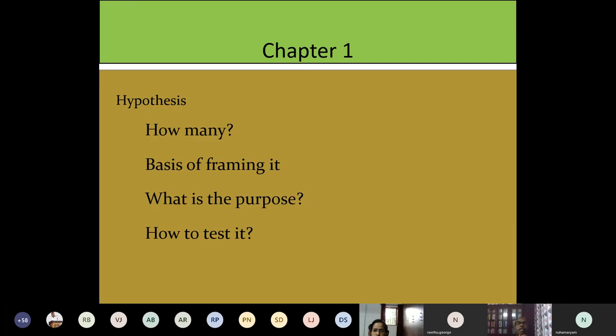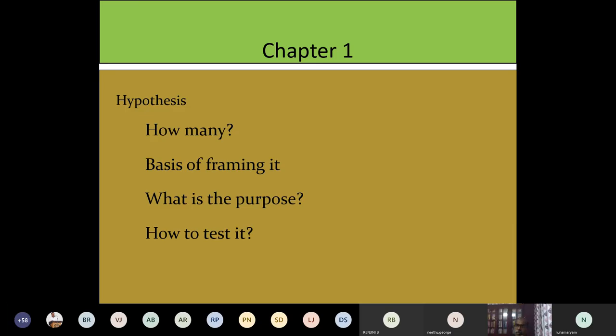Okay, how many hypotheses are required? There are no hard and fast rules. Always remember, you don't want to put too many hypotheses without considering your objectives. The hypothesis should be very closely related to your objective. The very purpose of a hypothesis is to establish your objective or your findings related to your objective. You want to make sure that the findings with respect to a particular objective are true.